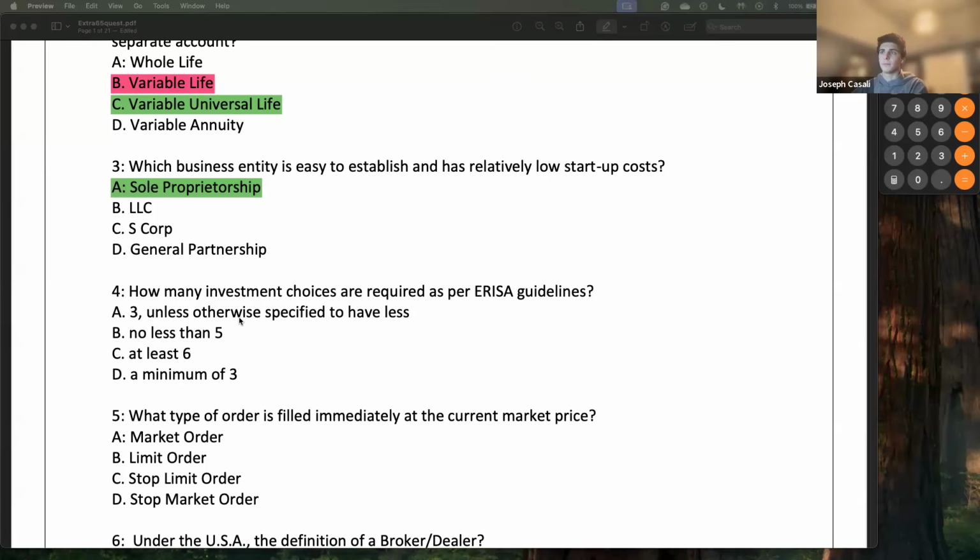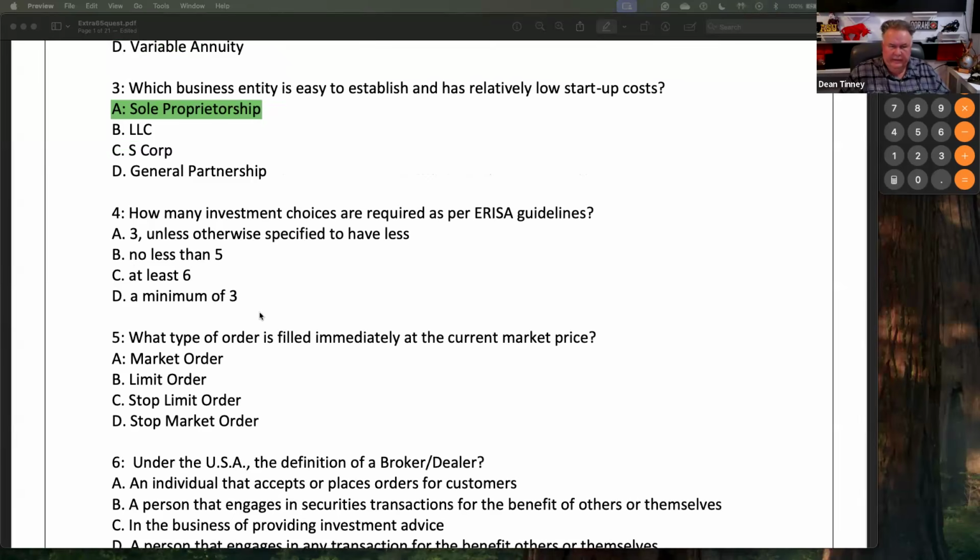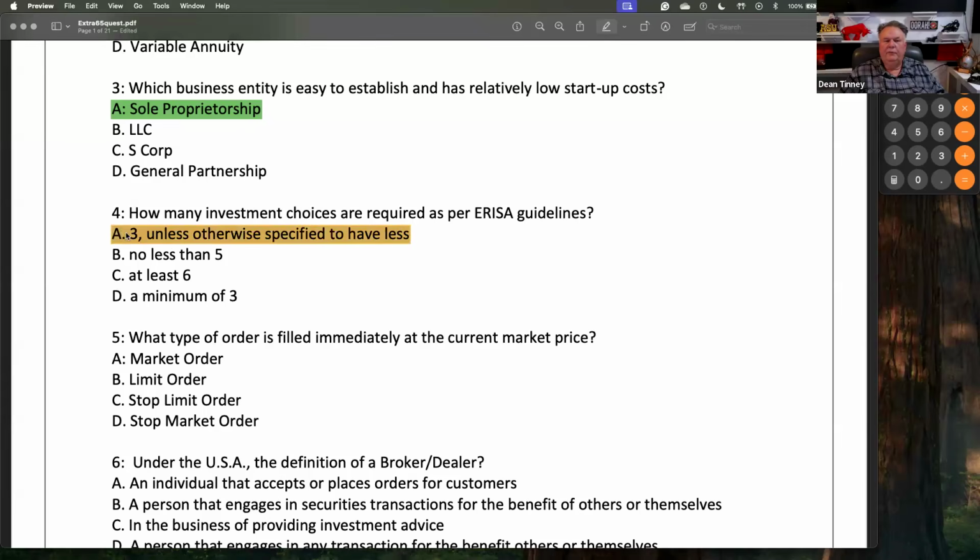All right. How many investment choices are required as per ERISA guidelines? Three. It's like a money market, a bond fund, and something with stock. Am I right? Somewhat. You have to give three choices, and these are sometimes referred to on your exam as safe harbors.